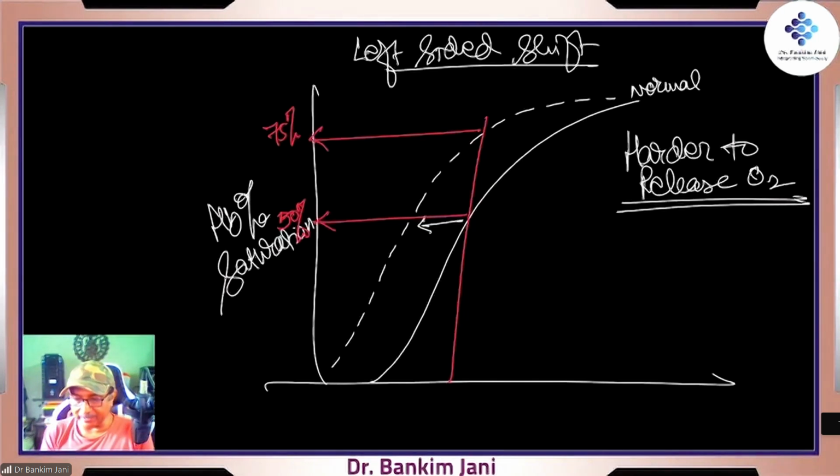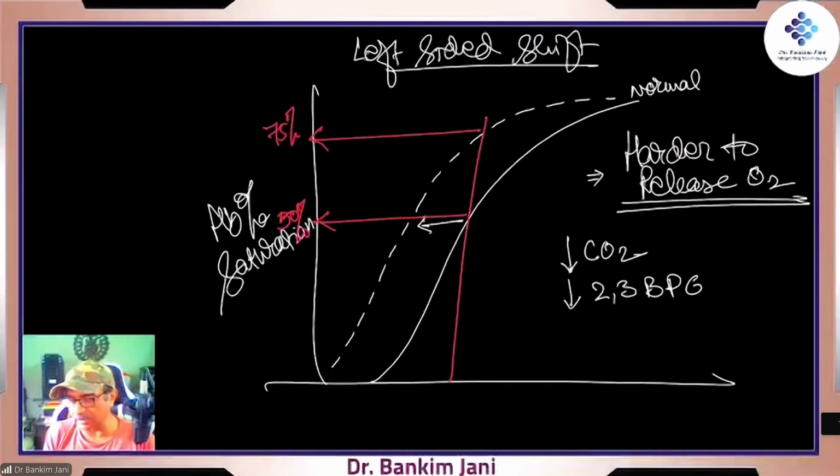So that's why this is the typical meaning of left-sided: harder to release oxygen. In case of left-sided shift, there would be decreased CO2. There would be decreased BPG, 2,3-bisphosphoglycerate, because now no one is telling the oxygen to leave. Decreased temperature. So hemoglobin is not releasing it, which means tissues will not be getting it.